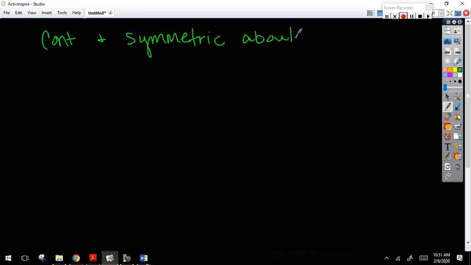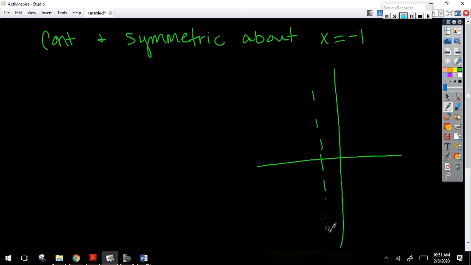One more. This function is continuous and symmetric. That's easy. About -1. That's the line of symmetry. So if I'm on a graph, I'm thinking at -1, this is an axis of symmetry.